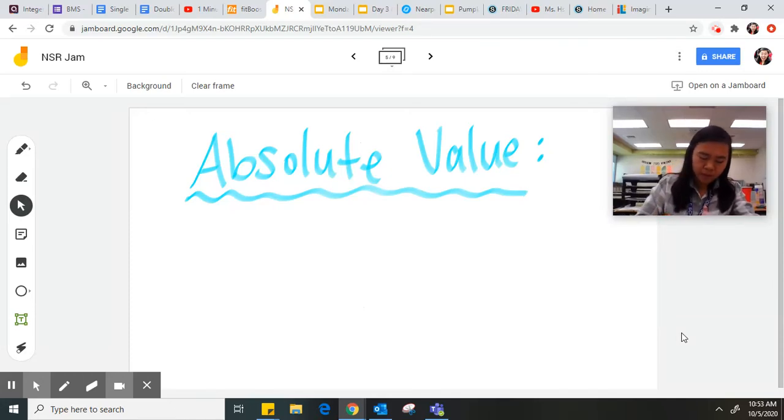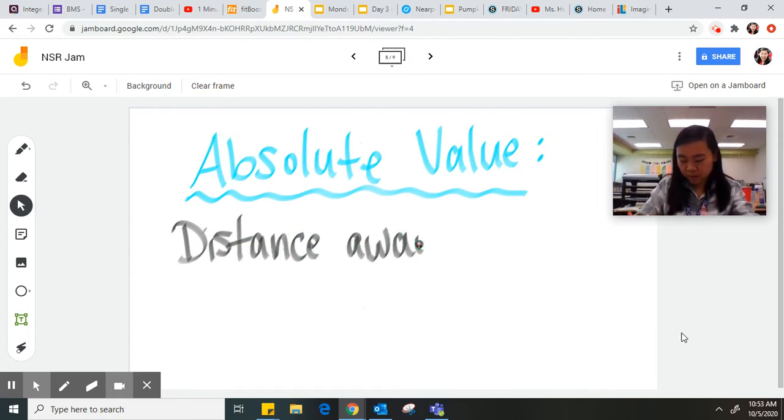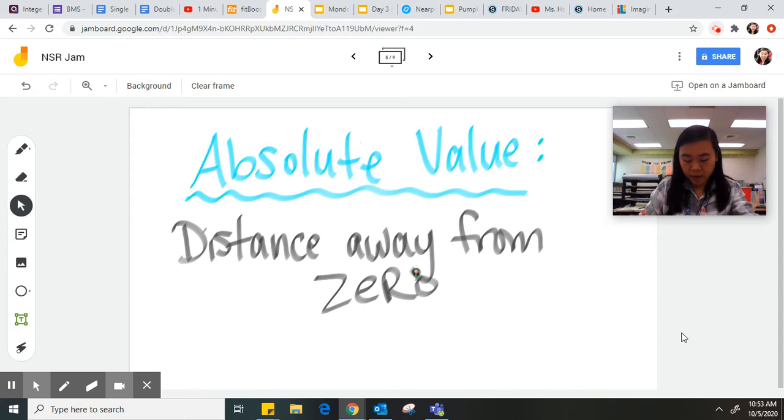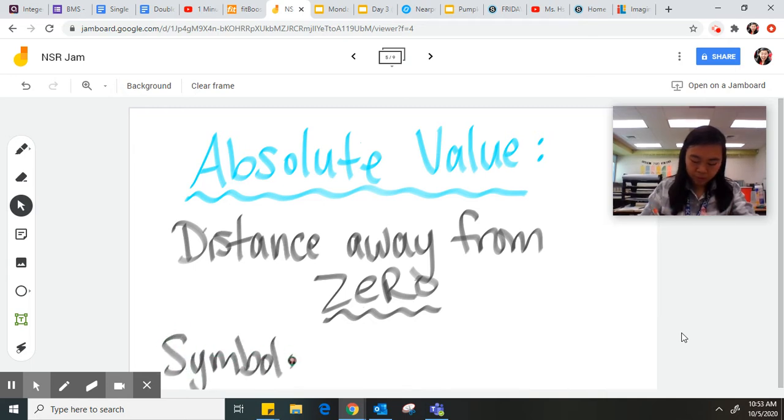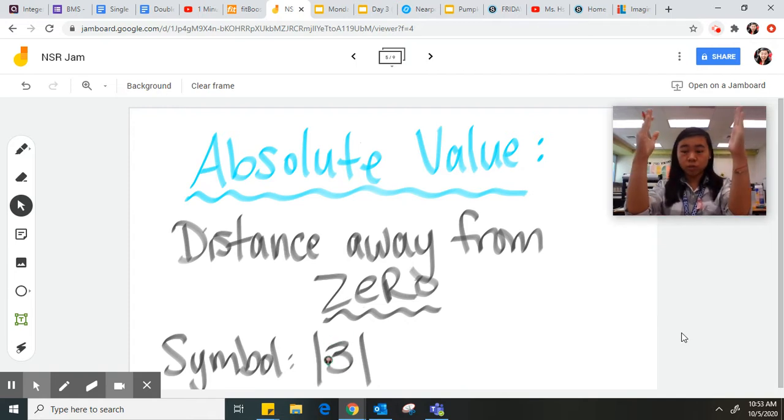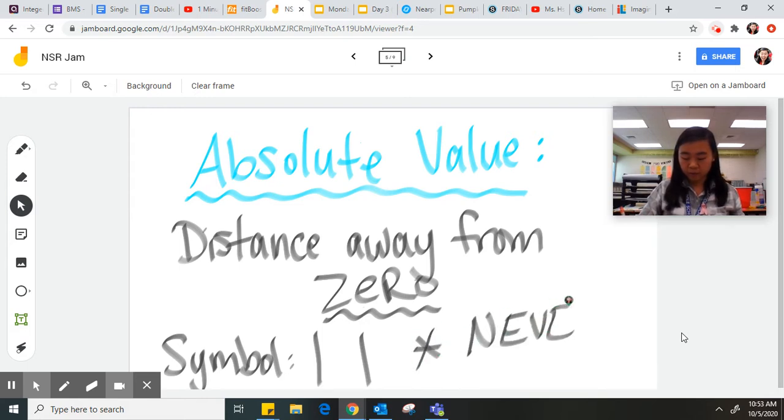What is absolute value? The distance a number is away from 0. Okay, how far a number is away from 0. And some things to remember is that its symbol is these two tall lines, right? So if I say, what is the absolute value of 3? One way you can see it is those two big walls, with 3 on the inside there. And then another thing to remember is that it is never negative.